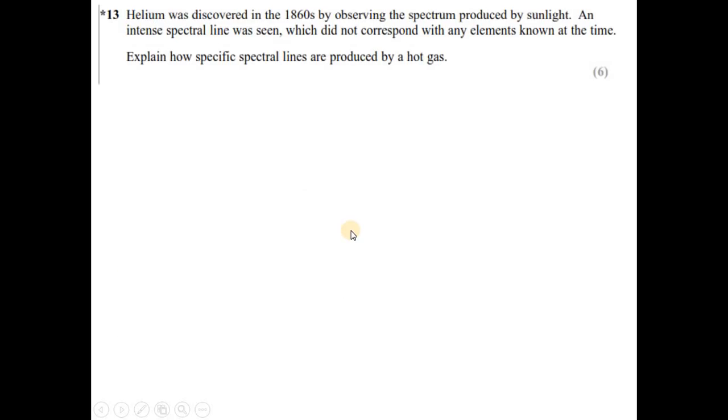Question number 13. Helium was discovered in the 1860s by observing the spectrum produced by sunlight. An intense spectral line was seen which did not correspond with any elements known at that time. Explain how specific spectral lines are produced by hot gases.